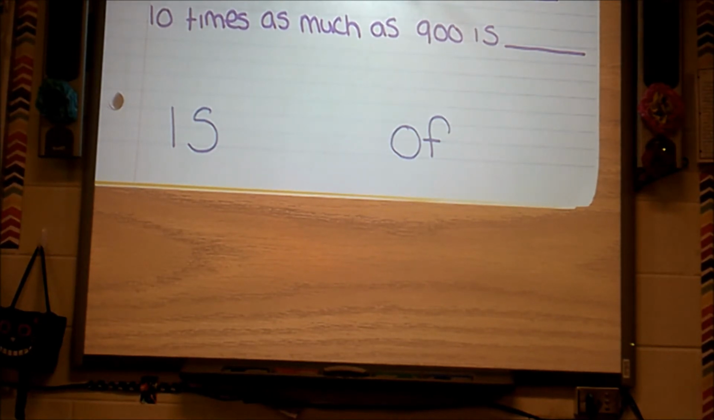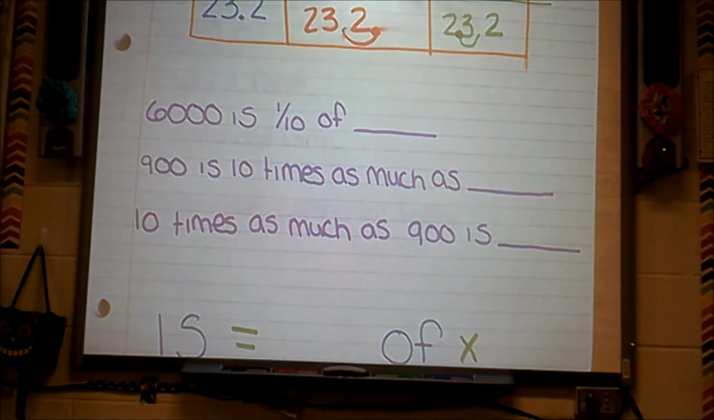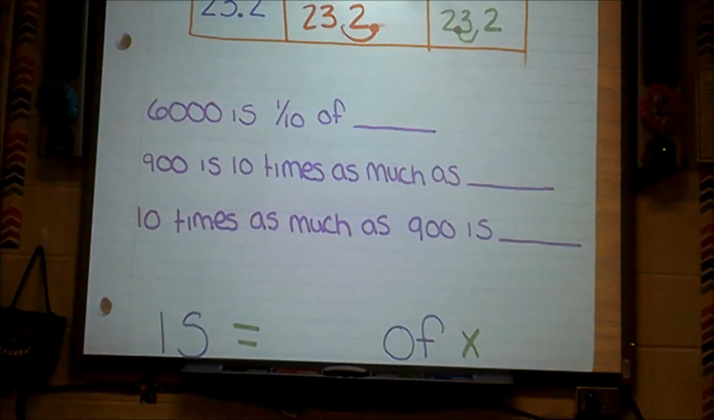The word "is" would be the same as having an equal sign. Is equal. 2 dogs and another 3 dogs is 5 dogs. "Of" means to multiply. When you see "of" in a math problem, more than likely the operation that it's asking for is multiplication. So let's look at this first problem here.